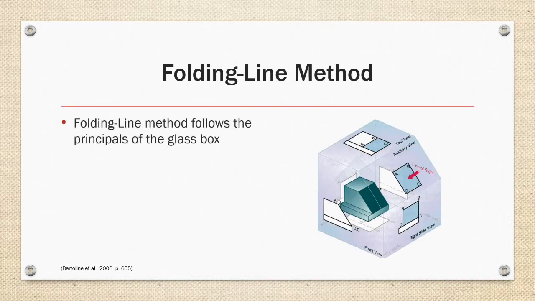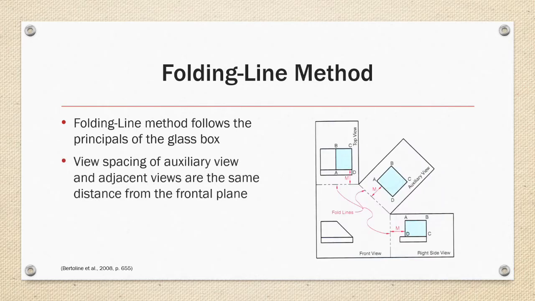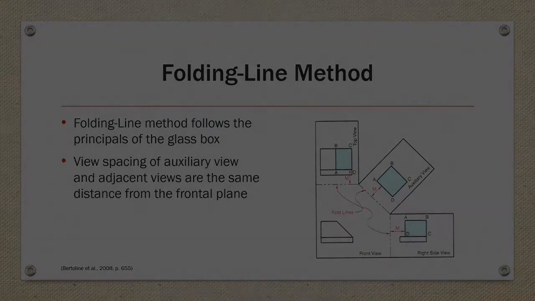The fold line method uses the same glass box projection theory used for the standard 6 orthographic views, except that the plane of projection is parallel to the face to be described by the view. The view spacing of the auxiliary view using this method is the same distance as the standard views in reference to the frontal plane. Now let's go to a real life example.